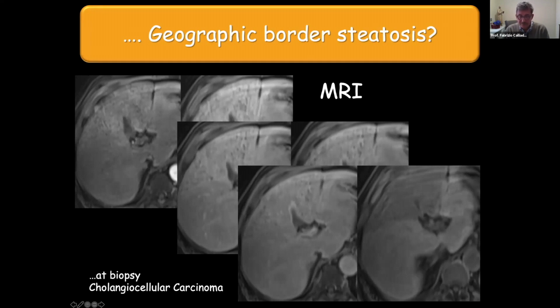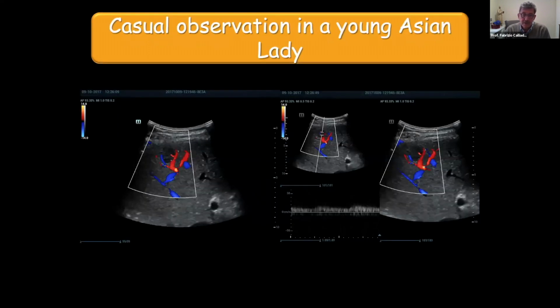So very difficult to understand for me, because there is no stenosis or dilatation of the biliary tree in this region, but the behavior was of a malignant lesion, and MRI was not a solution because we did a biopsy to understand perfectly the diagnosis.